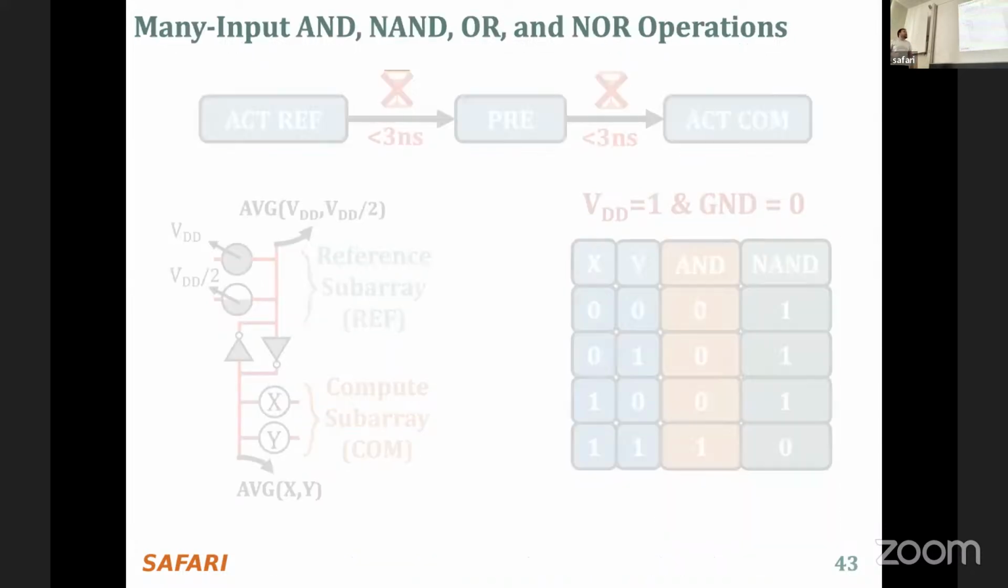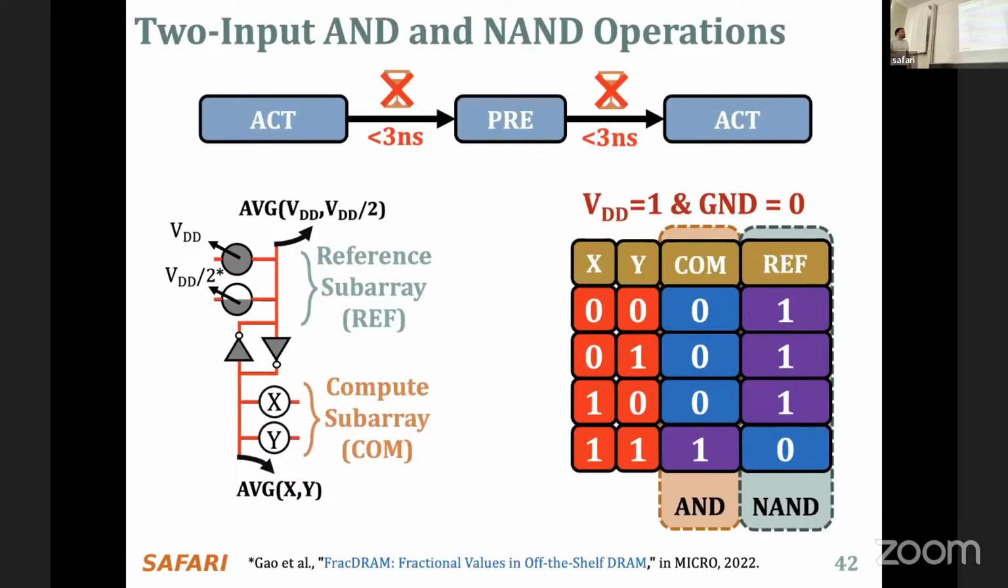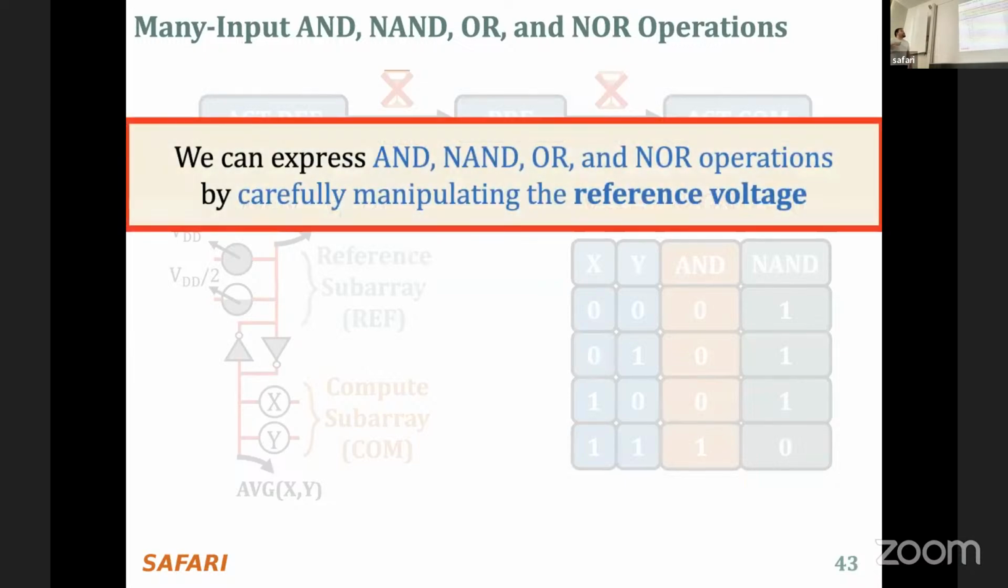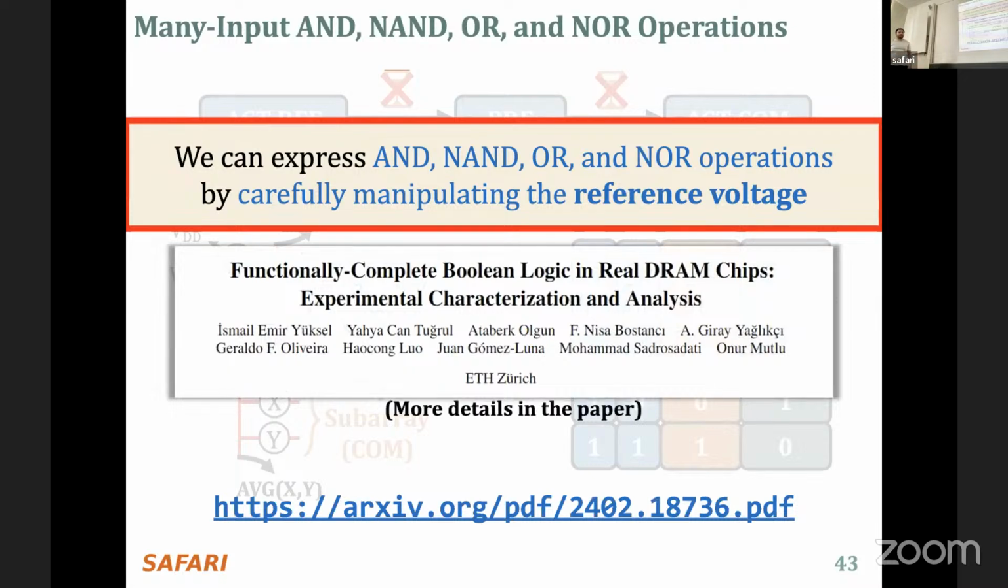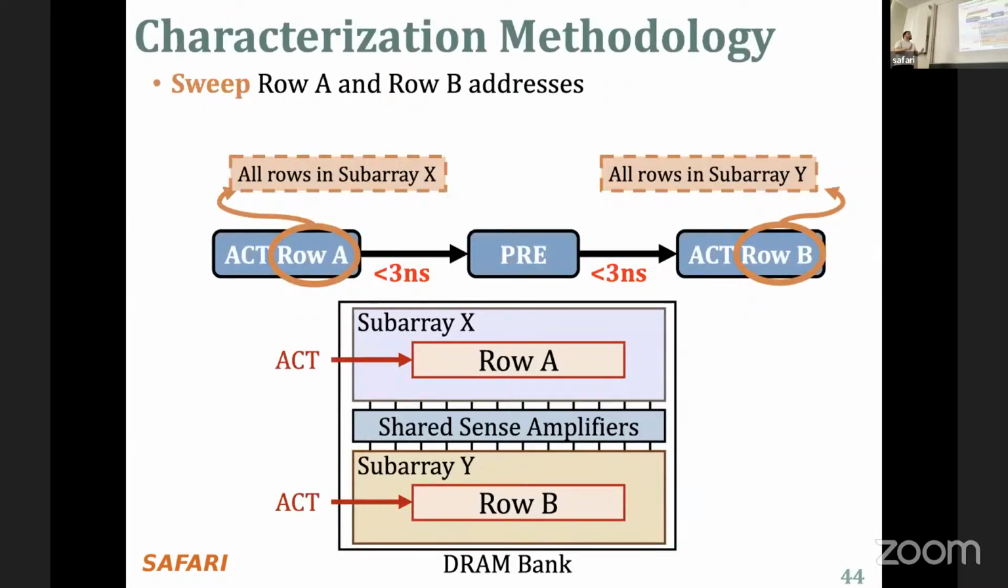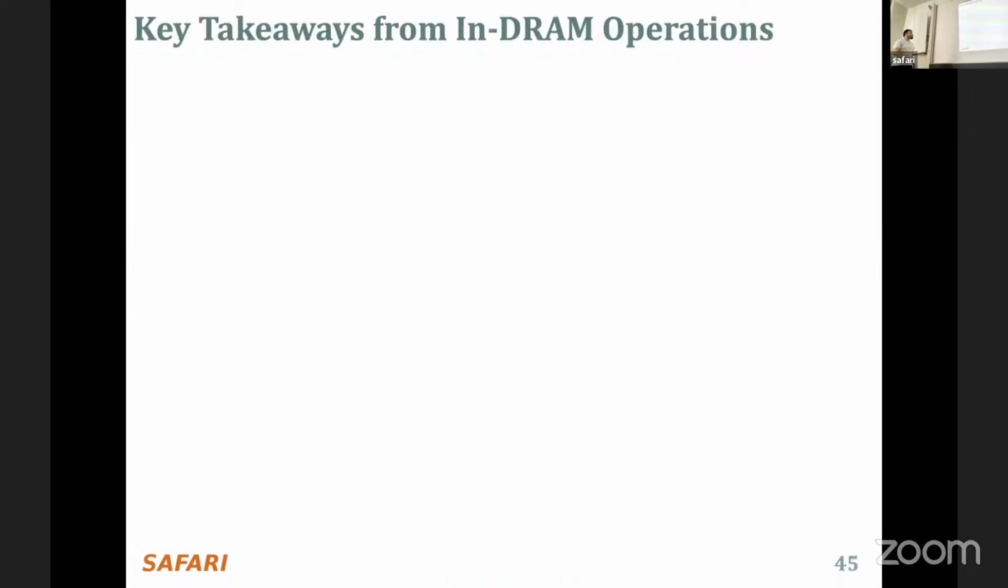In the paper, you can find a lot more detail on why we chose this as VDD or VDD over 2, and how we perform OR and NOR operations. As you can imagine, it's very similar. We carefully initialize the reference subarray to find that threshold to realize OR and NOR operations. And you can find more details in the paper. And the characterization methodology is the same as before. We sweep row A and row B addresses.